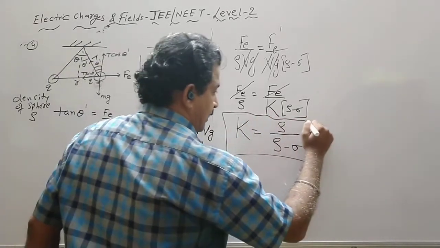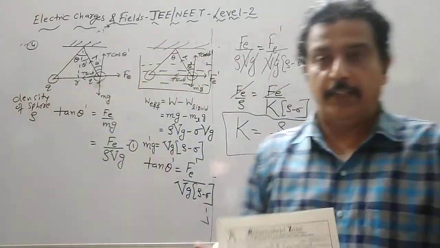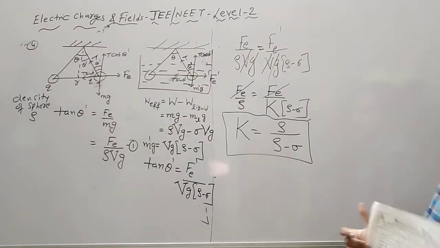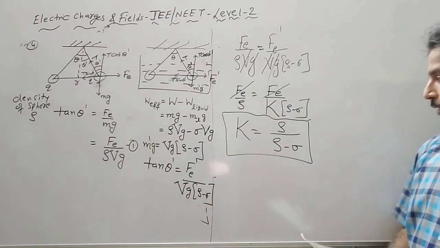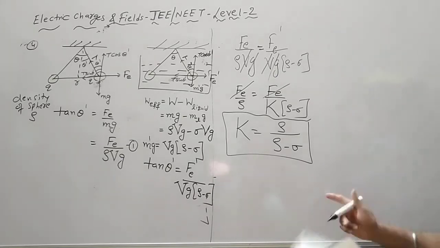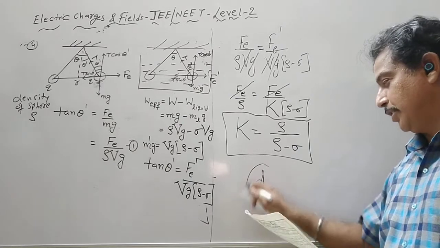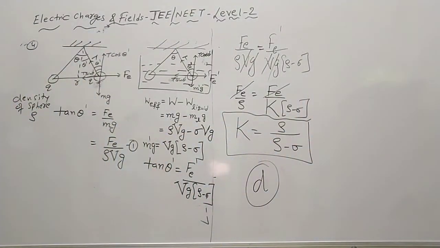So in exams where values are given, if you remember this formula, simply substitute the values. Otherwise you solve this. So the formula according to this, K equals rho upon (rho minus sigma). This is option number D given to us.